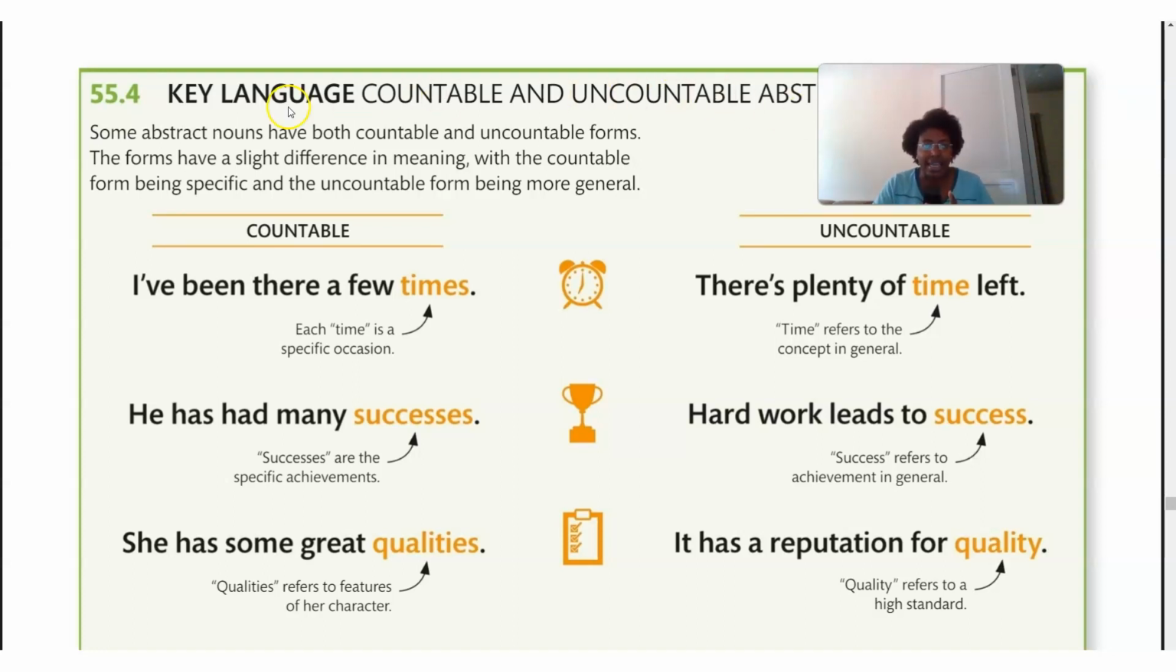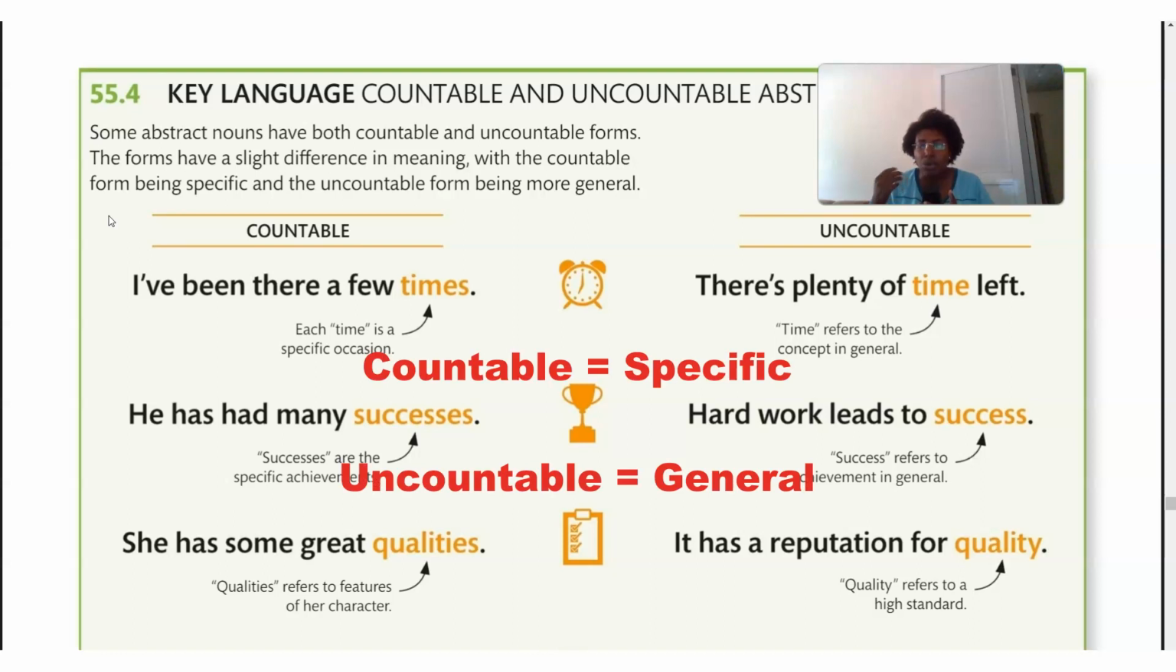Well, let's look at our intro paragraph. I'm just going to read it. Some abstract nouns have both countable and uncountable forms. The forms have a slight difference in meaning. So take note of that difference in meaning. With the countable form being specific, again, the countable form being specific, and the uncountable form being more general.